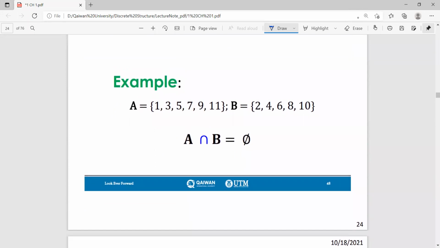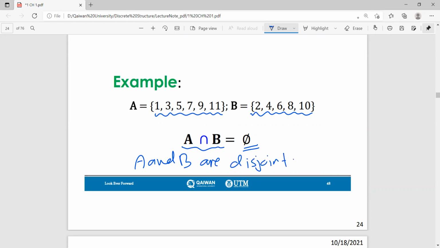Here we have two sets, A and B. A is the set of 1, 3, 5, 7, 9, and 11. And B is 2, 4, 6, 8, and 10. As you see here, there is no common element between A and B. That means their intersection is an empty set. So you can say A and B are disjoint. We say these two sets are disjoint.